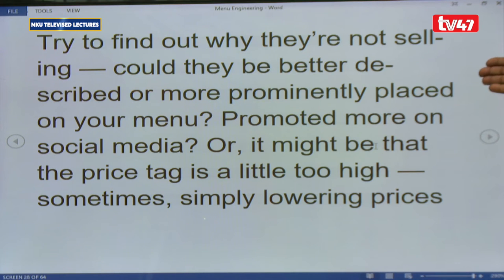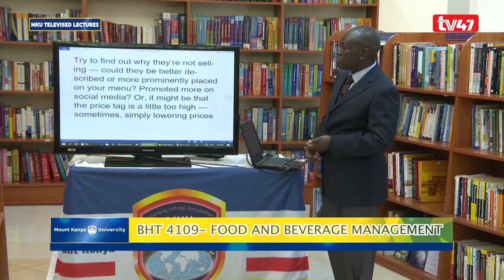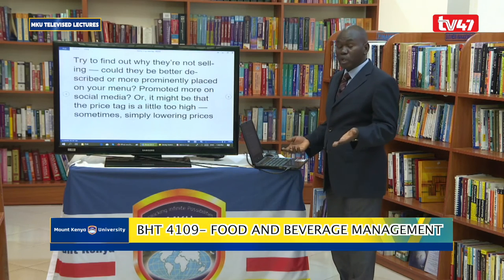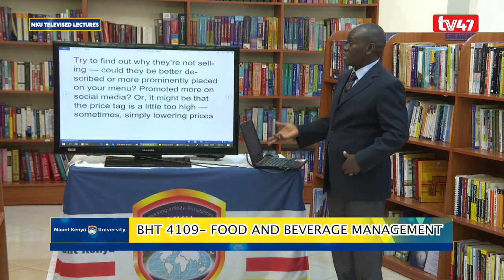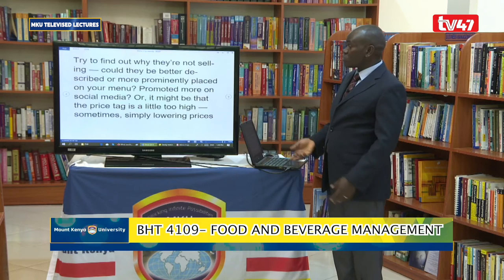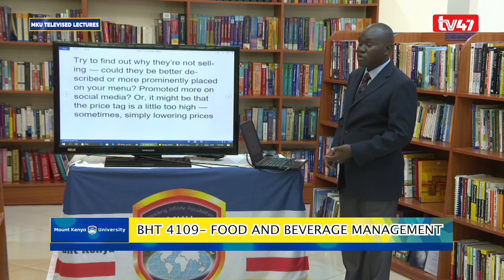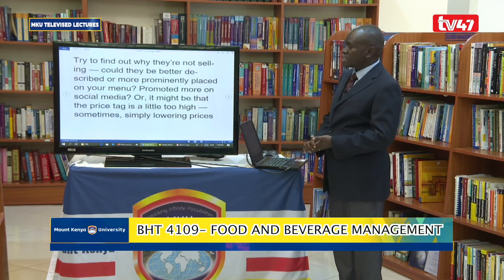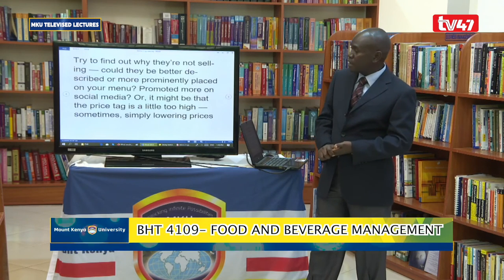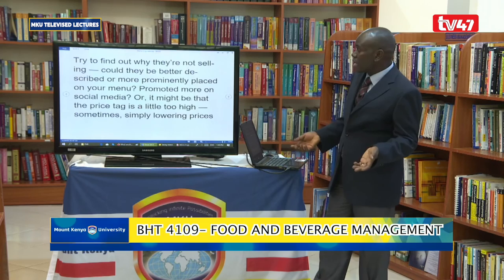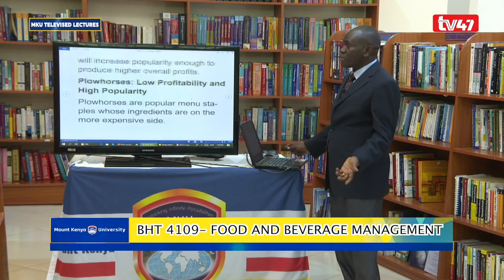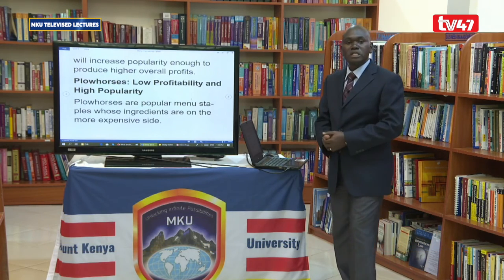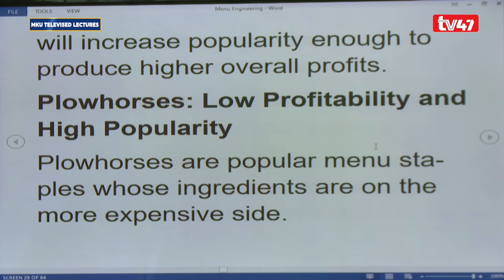Probably they could be better described or more prominently placed on your menu. It might be the guests are not able to see them, or they may need to be promoted on social media for people to know more about them. Or it might even be that the price tag is a little too high, or sometimes you may simply need to lower the price, and that will increase its popularity. So what you are doing here is looking at what you can do to make sure these items become popular with your guests.